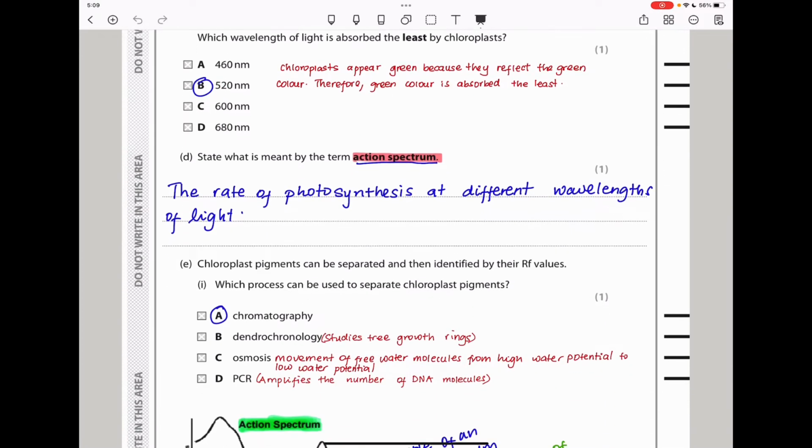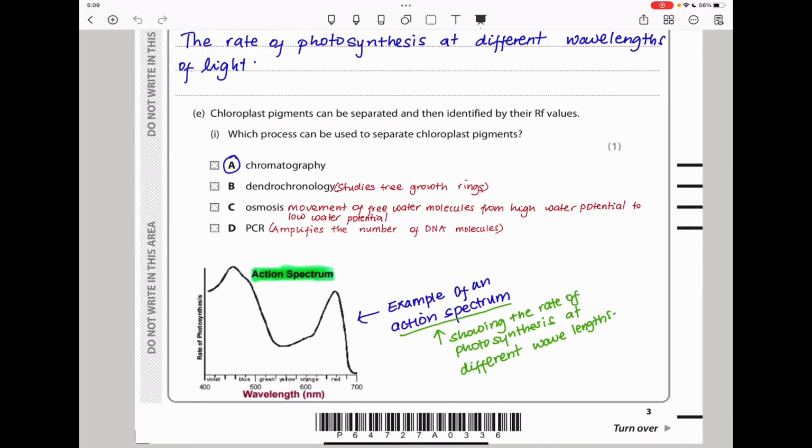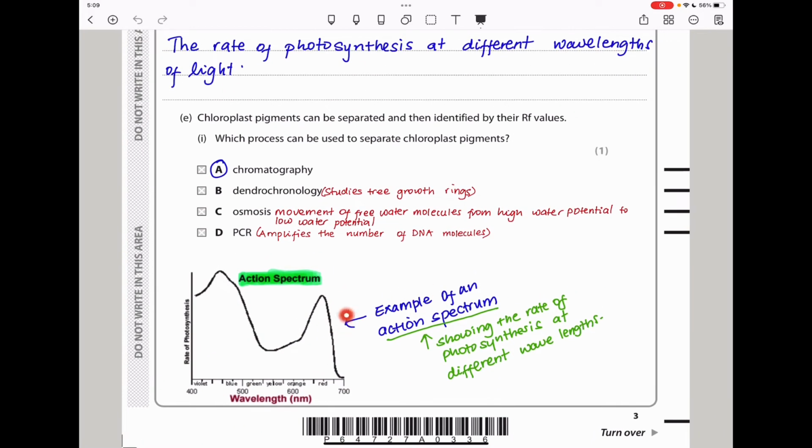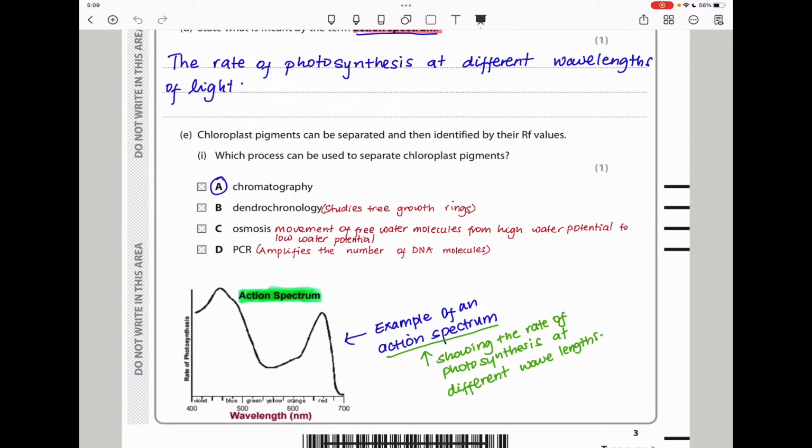The next part says, state what is meant by the term action spectrum. An action spectrum is a spectrum that shows the rate of photosynthesis at different wavelengths of light. As I can show you in the example I put here, this is an example of an action spectrum. On the vertical axis, you can see rate of photosynthesis, and on the horizontal axis, we have wavelength. So it shows you the rate of photosynthesis at different wavelengths.